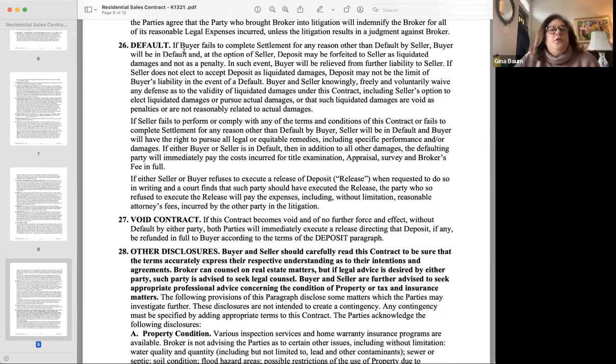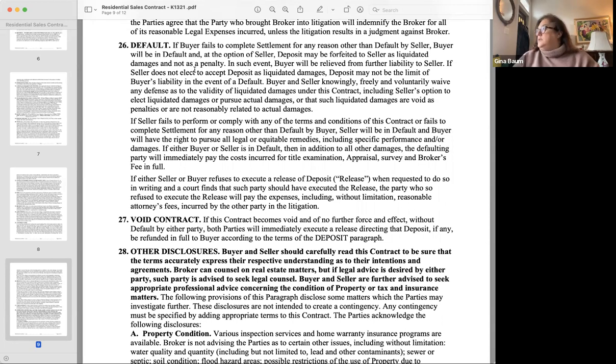All right, if buyer fails to complete, we're talking about default now. If buyer fails to complete settlement for any reason other than default by seller, buyer will be in default, and at the option of seller, deposits may be forfeited to seller as liquidated damages and not as a penalty.